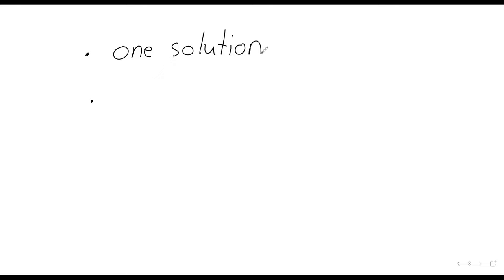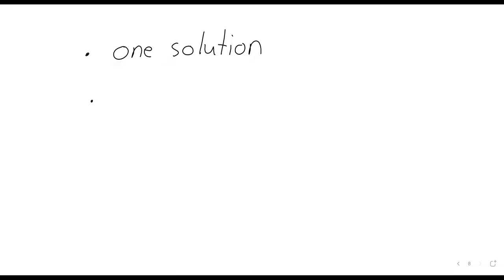Is it possible not to have any solutions? This time I'm seeing nods. It is possible to draw two straight lines that do not intersect. And because a solution has to be on both the lines, if they never intersect, then there aren't any solutions.